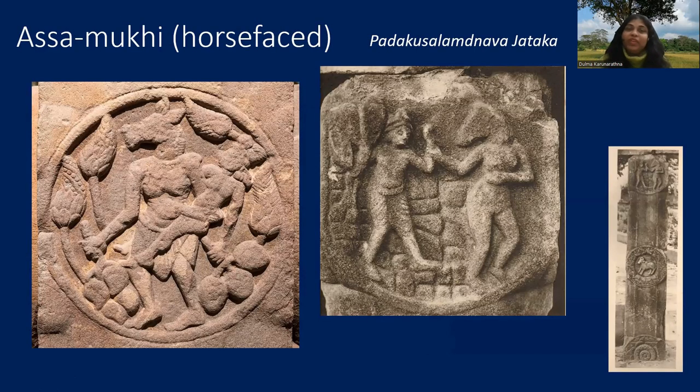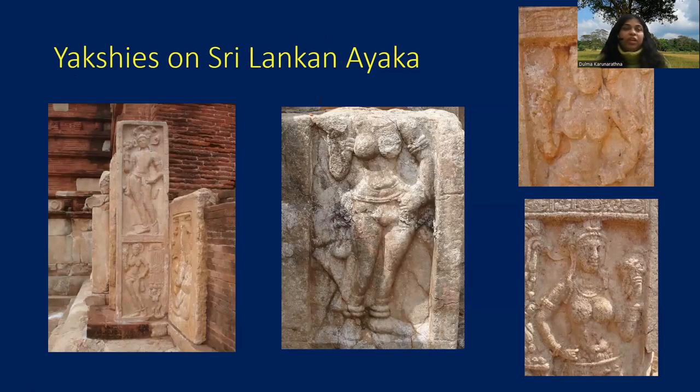When we recognize some female yakshis in Buddhist art, both at Sanchi, this is Shanti from Sanchi Stupa number one, and also from the railing of Bodh Gaya, we can recognize this horse-faced woman, the Ashvamukhi, and it is also a kind of common depiction. This reminds me of the Jataka story of Padmavati in the Sri Lankan context and how popular it is in the country. When we see the Yakshi figures in Sri Lankan ayakas, we can see how they were also copied, with a great influence of the Andhra tradition. You can see they are exactly like Andhra figures.